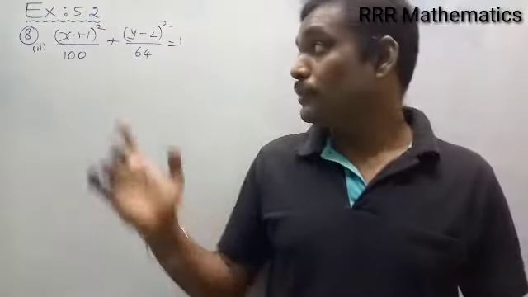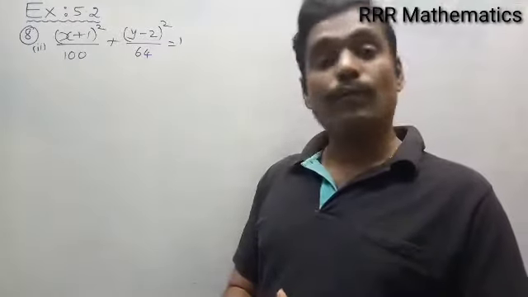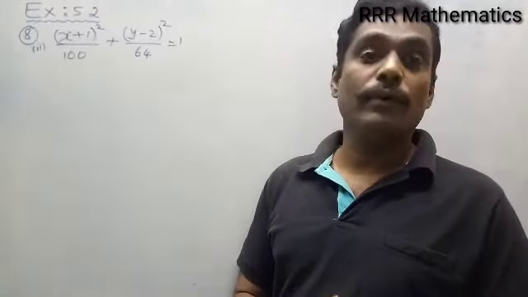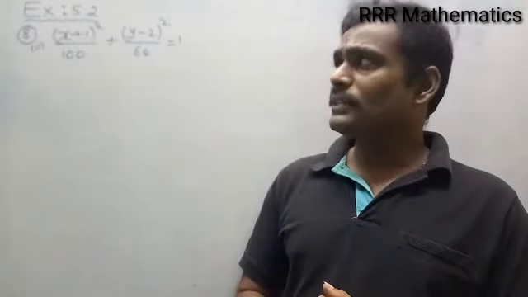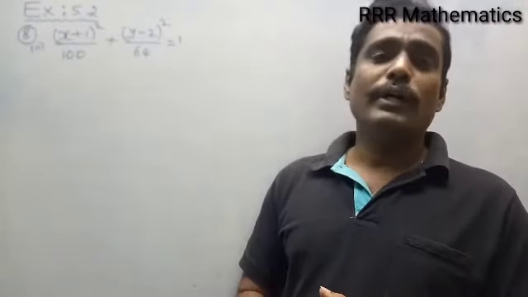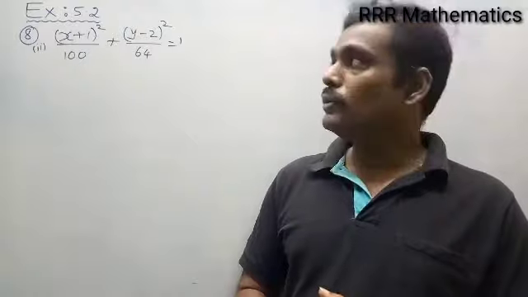Exercise 5.2 question number 8. Identify the type of conic. You want to find out the center, foci, vertices, directrix. And in this case, we have (x plus 1) whole square by 100 plus (y minus 2) whole square by 64 equal to 1.